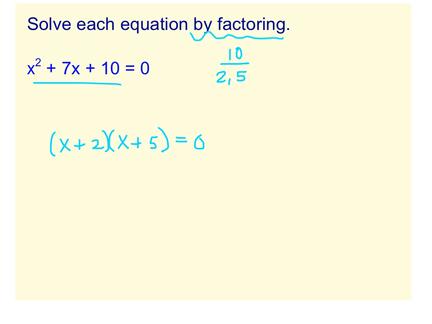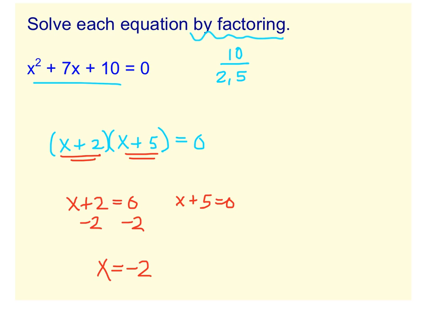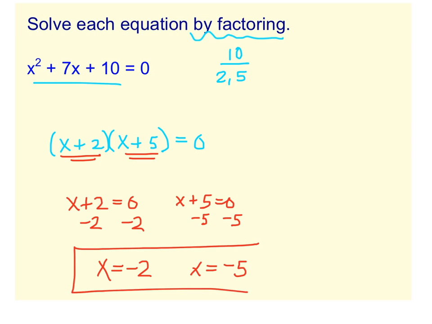Now that it's factored, it's going to work just like the last slide. You set each factor equal to 0, so x plus 2 equals 0, x plus 5 equals 0, and you solve. So we get a negative 2. This one we subtract 5, and we get a negative 5. Done. If we were to graph this equation, these would be the 2 numbers that cross this. These would be the spots where your graph crossed the x-axis.